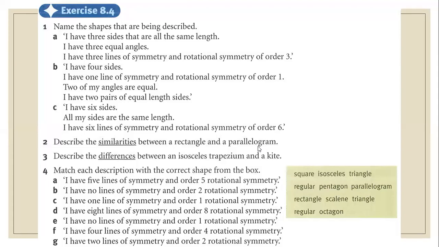So here you have a question. So first question is, I have three sides that all have the same length. I have three equal angles. I have three lines of symmetry and rotational symmetry of order three. So he's talking about an equilateral triangle. Let's check this one.